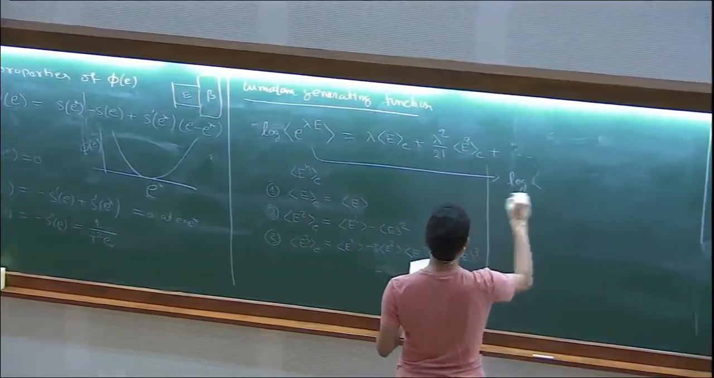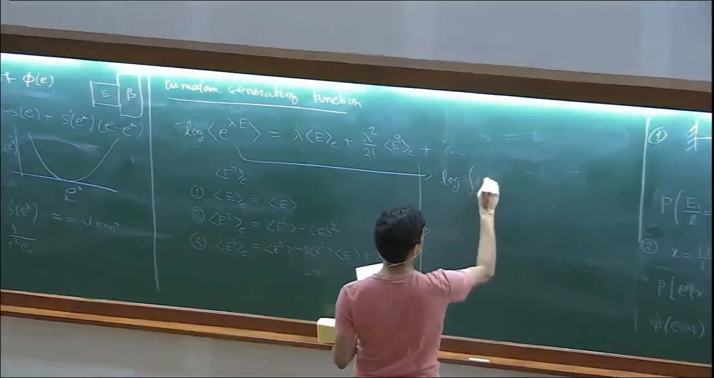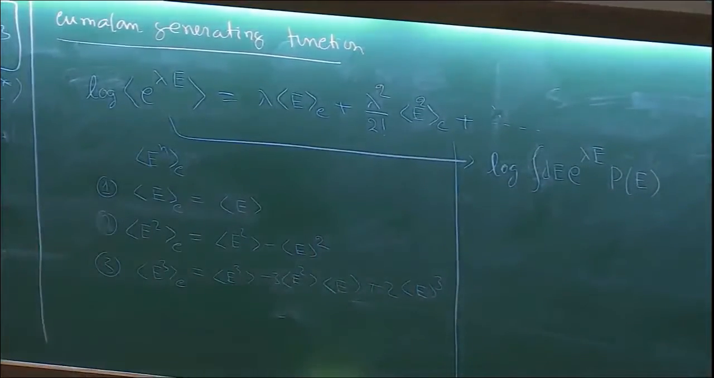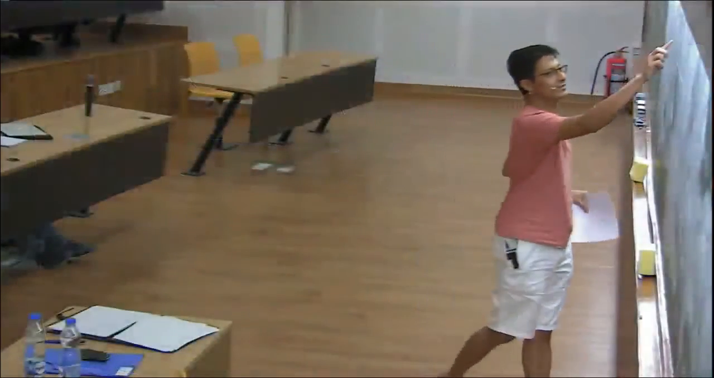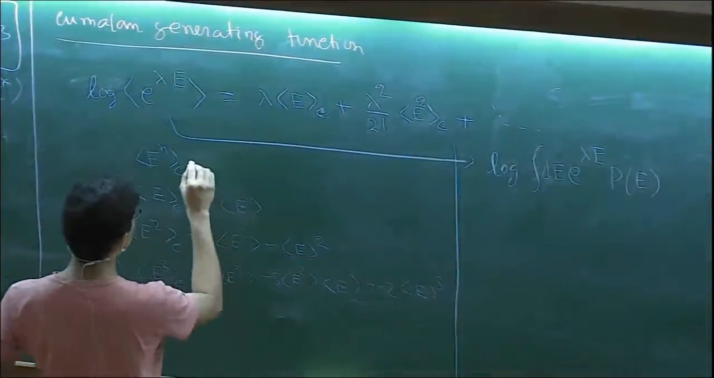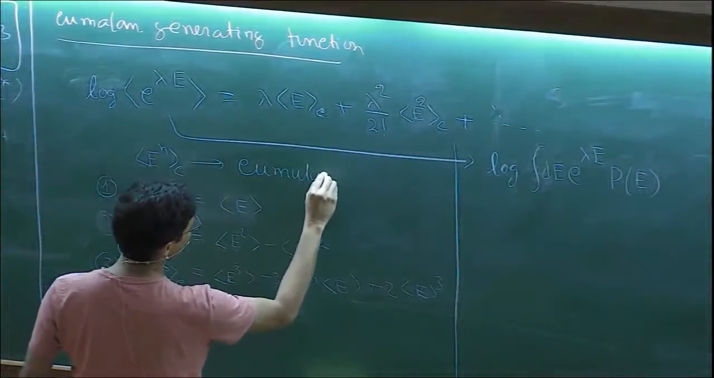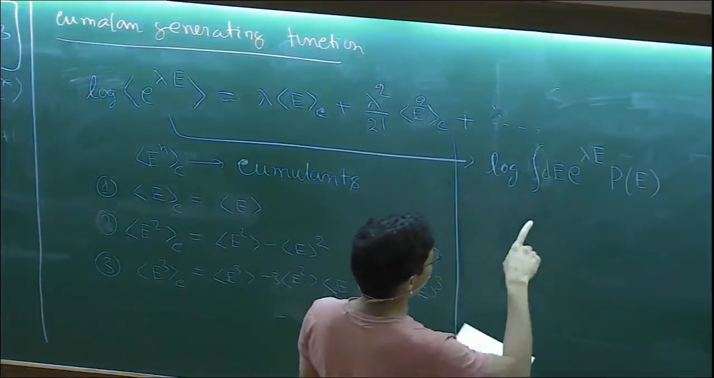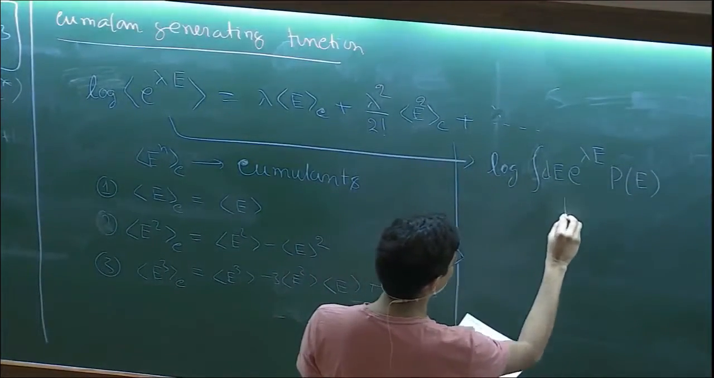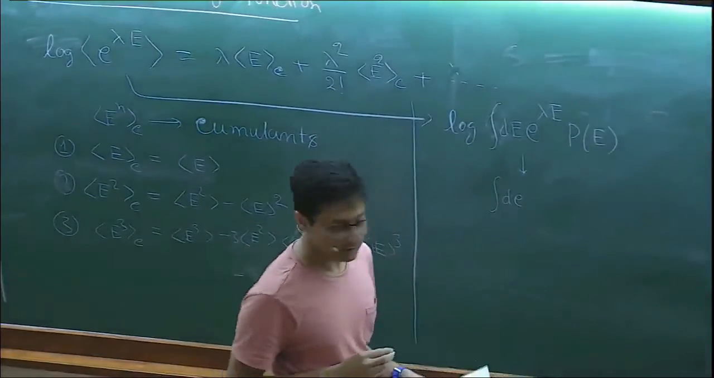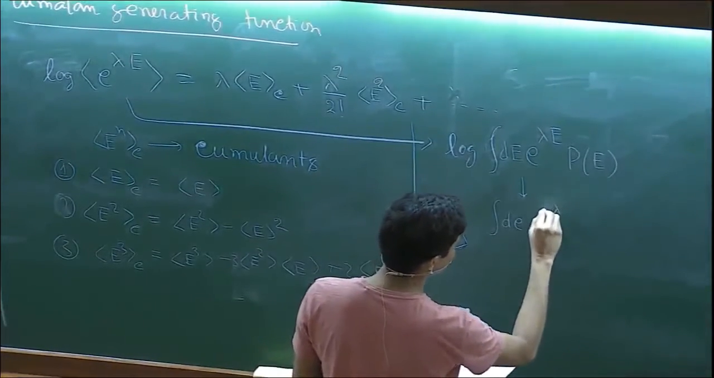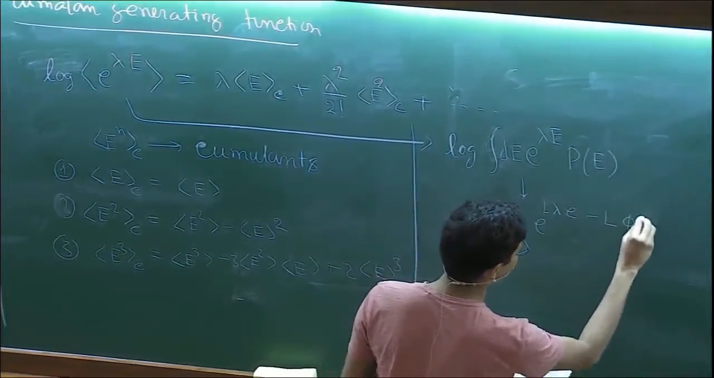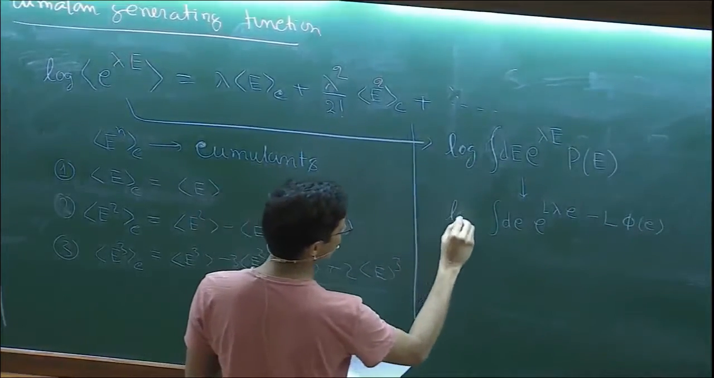Then I just write that this average is simply the integral of d E, e to the power lambda E, P of E, capital. C is for cumulants. So these are called cumulants. This is C. Sorry, my bad notes. Now this is the average. So now I just replace these quantities in terms of small e. So this becomes lambda L times small e, and P has this large deviation form, so here comes L minus phi of e. Of course, there is the log.